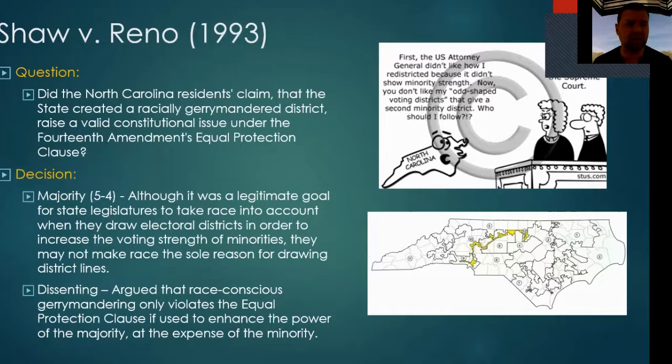Remember, we watched that video. That was a form of bleaching. It was called bleaching the other districts, taking the black voters out of those districts. So there are different ways you could look at that issue, but focusing back on the majority, they said that in this case it did violate the Constitution because they were only looking at race when they drew this district.